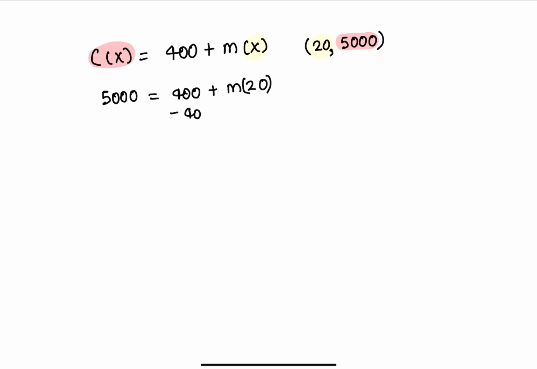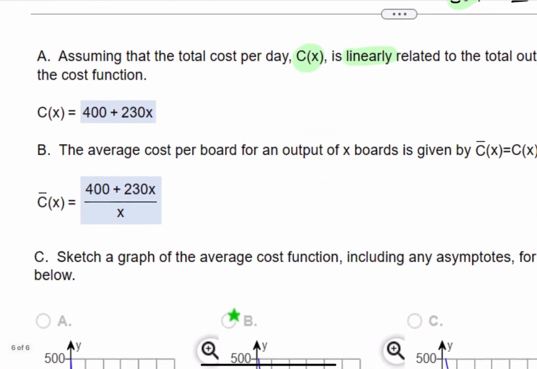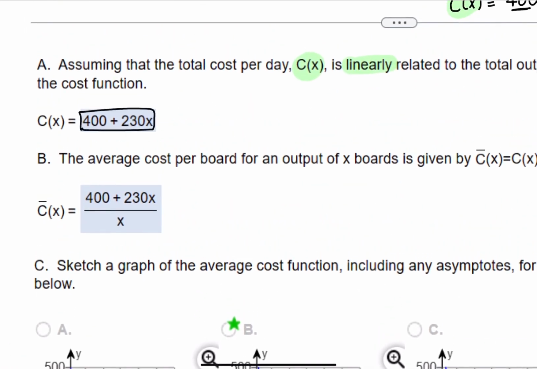Subtract 400 from both sides. I end up with 4,600 is equal to 20m. m is equal to 230. So my final equation, C of x is equal to 400 plus 230 times x. And if you plug in your 20 here, you should get back your 5,000. Now I finished the first part. Very good. 400 plus 230x.